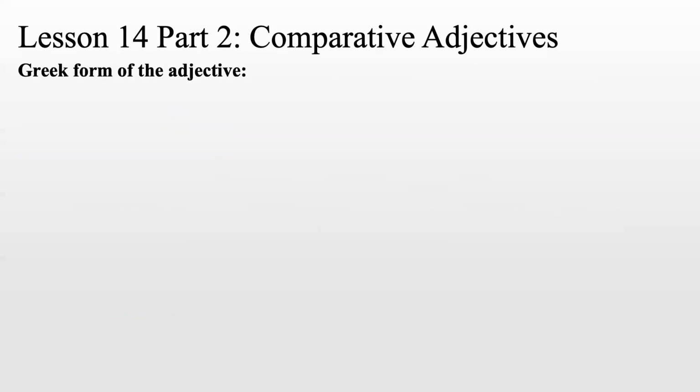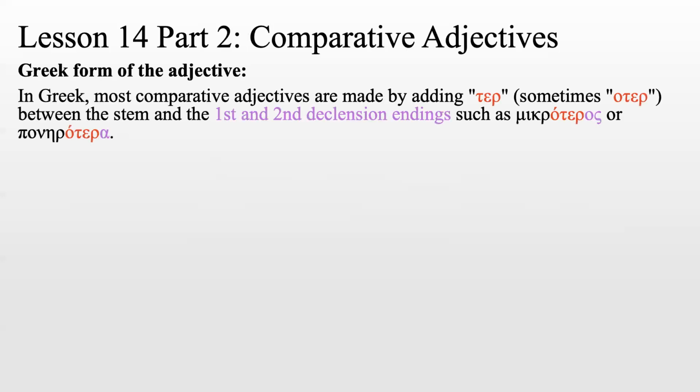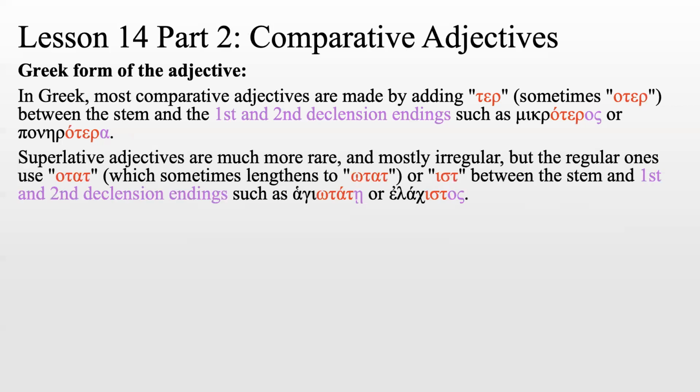Now for Greek, this is what we're going to do for the actual adjective. Now these are a little bit weird, but stick with it, it'll be okay. In Greek, most comparative adjectives are made by adding -ter or sometimes -ater between the stem and the first and second declension endings, such as mikroteros or paneratera. So you can see mikros there, we've thrown in an -ater in the middle, and that's made it comparative. So instead of little, it's littler or smaller or more little, I guess. Paneras, we took that, and instead of just being evil, now it's more evil.